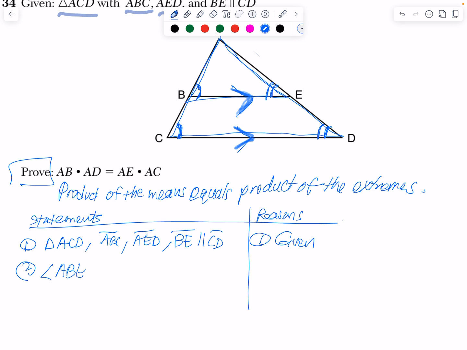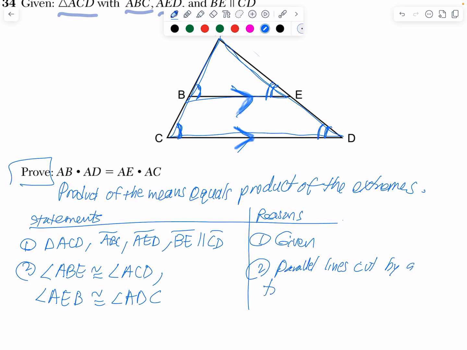Angle ABE is congruent to angle ACD. Angle AEB is congruent to angle ADC. And so the reason would be parallel lines cut by a transversal form congruent corresponding angles. Okay, so once again, parallel lines cut by a transversal form congruent corresponding angles.